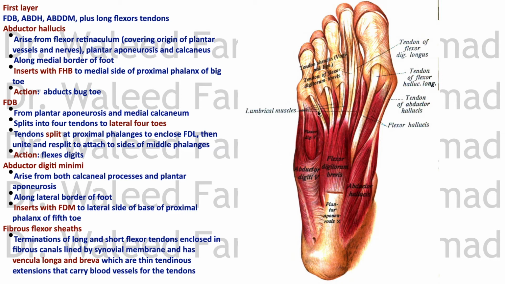The fibrous flexor sheaths: these tendons on the toes, on the phalanges, are bridged by a fibrous flexor sheath that's composed of alternating transverse and X-shaped fibers. And inside you'll have structures called the vincula longa and brevia, long and short. They are synovial folds that carry the blood vessels to the tendons inside this tight space, the tunnel under the fibrous flexor sheath.